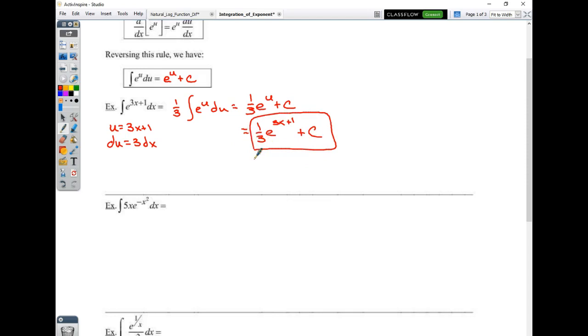And essentially every problem we're going to deal with at this point in time is going to be the exact same setup.